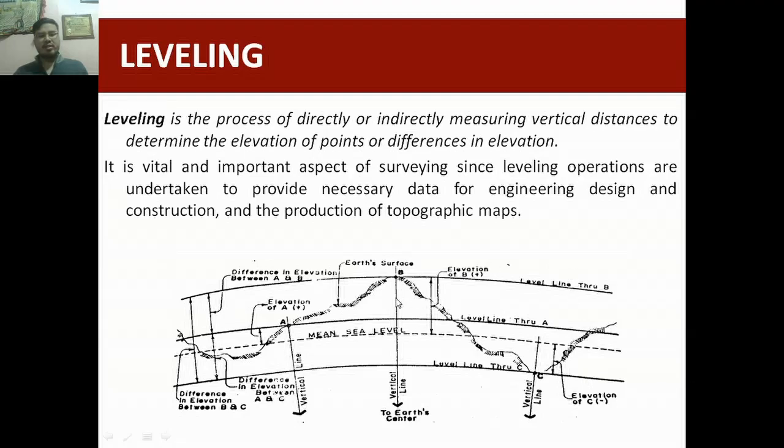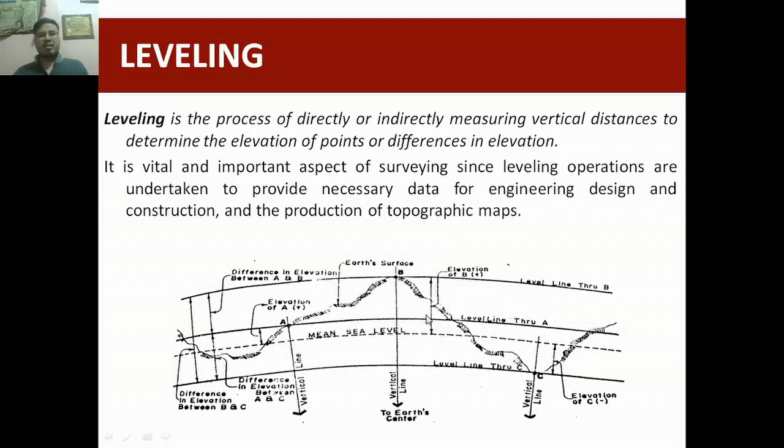As you can see here, this is a level surface that intersects point B. That means all points lying on this surface have the same elevation. So what is elevation? Elevation is the vertical distance, like this one, elevation of B, vertical distance from a reference datum. In this illustration, our reference datum is the mean sea level. So again, when we say elevation, that is the vertical distance from the reference datum.